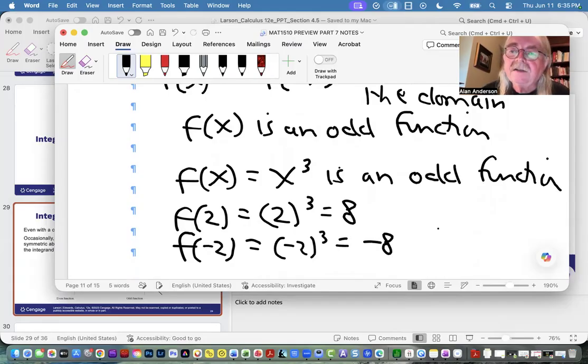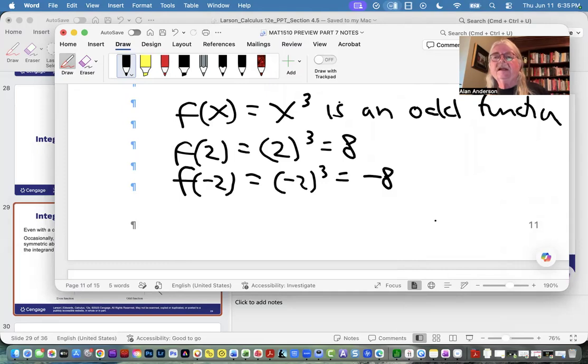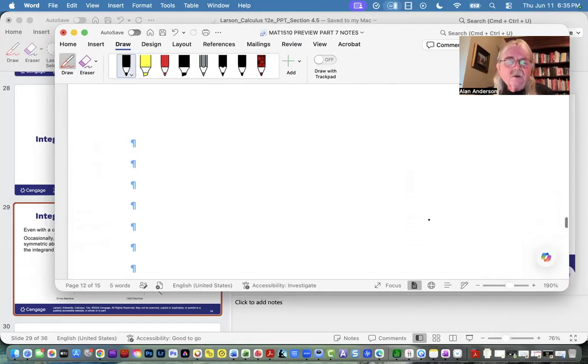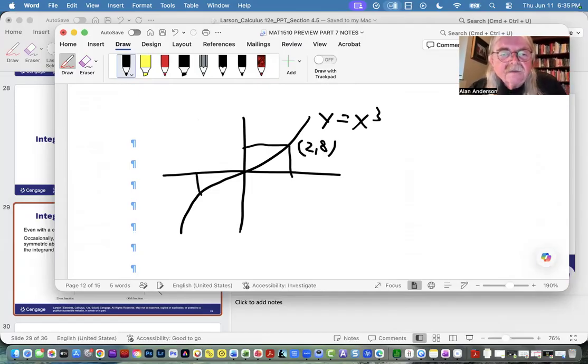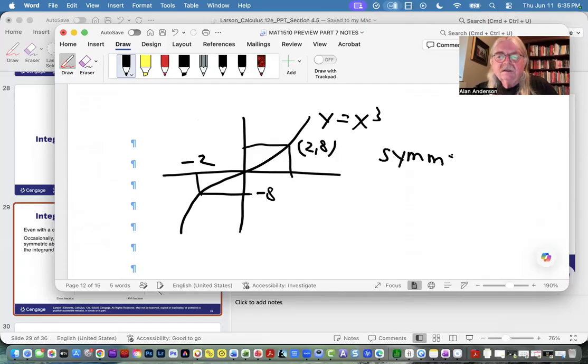So if you notice, they're the negatives of each other. No matter what x is, we'll have the same thing. So here, when you graph it, you'll find out that let's say (2, 8) is here, which implies that (-2, -8) has to be down here. And so here we say that the function is symmetrical, not with respect to the vertical axis or the horizontal, but with respect to the origin.